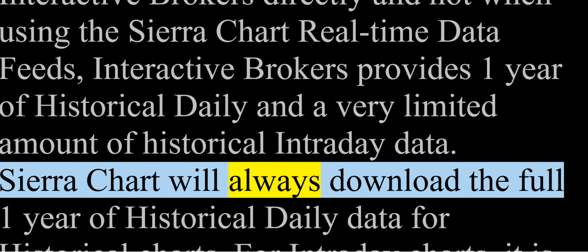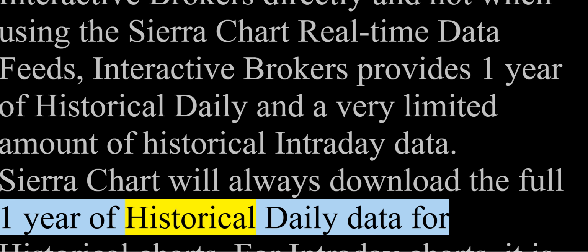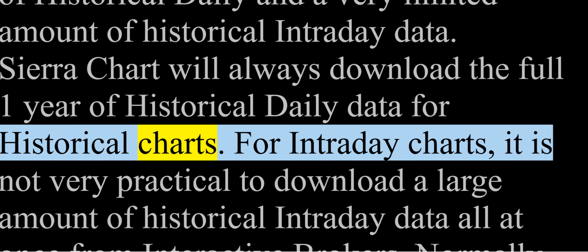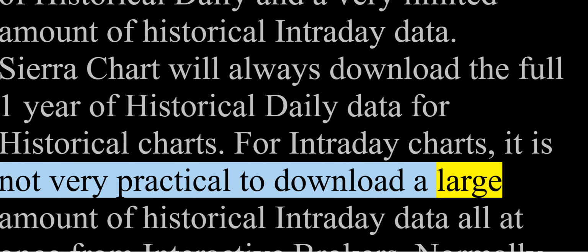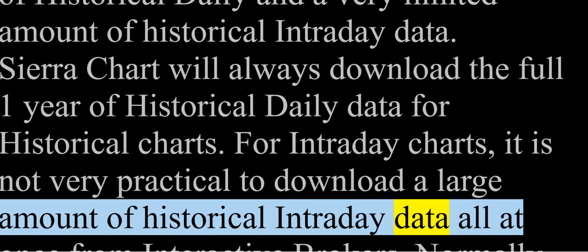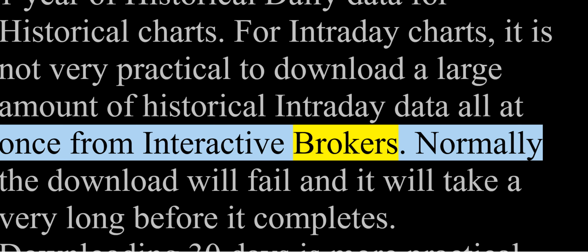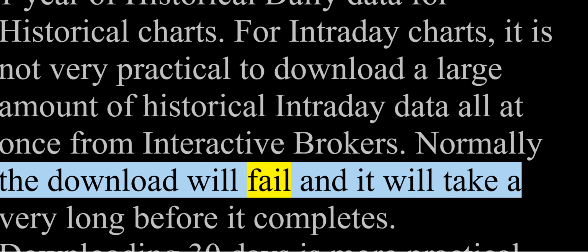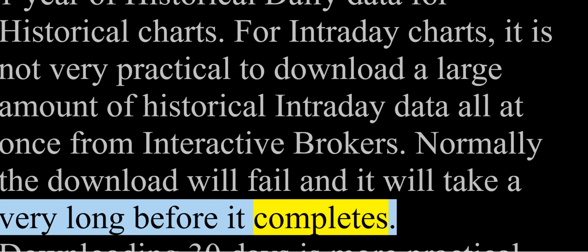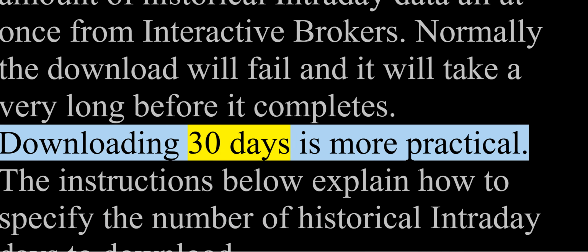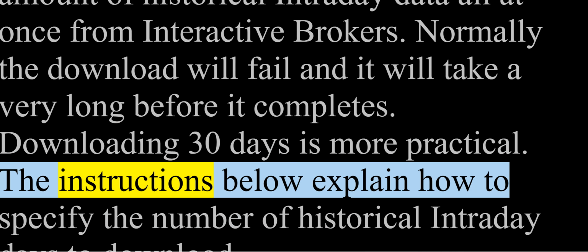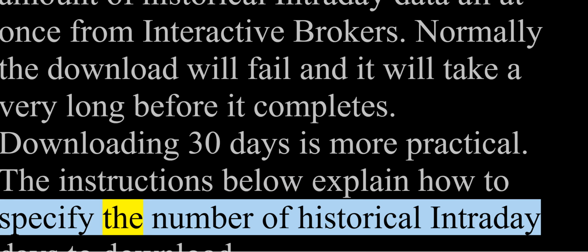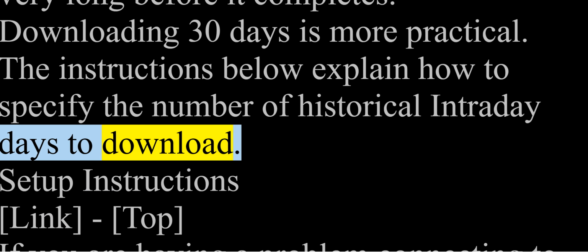Sierra Chart will always download the full 1 year of historical daily data for historical charts. For intraday charts, it is not very practical to download a large amount of historical intraday data all at once from Interactive Brokers. Normally, the download will fail, and it will take a very long time before it completes. Downloading 30 days is more practical. The instructions below explain how to specify the number of historical intraday days to download.